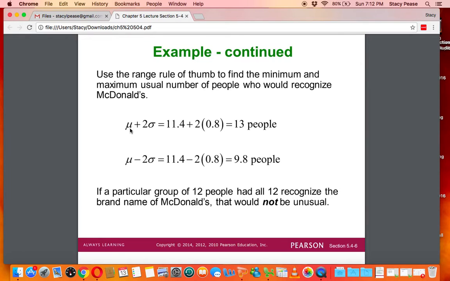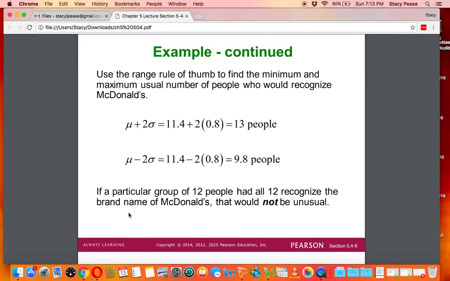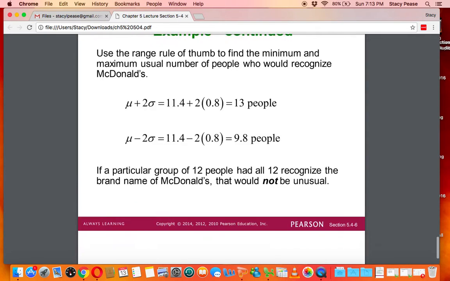To calculate our max, we take our mean plus 2 standard deviations, so 11.4 plus 2 times 0.8, which was our standard deviation, which gives us 13 people. And our mean minus 2 standard deviations gives us 9.8 people. So this is our maximum number of people and our minimum number of people. Based on this, if a particular group of 12 people had all recognized McDonald's, that would not be unusual because it's between our max value of 13 and our minimum value of 9.8.